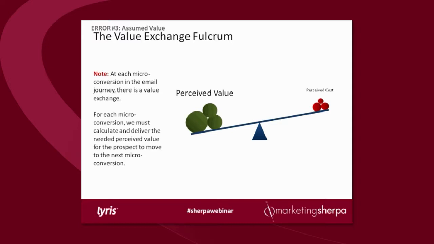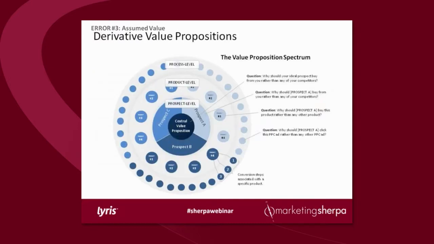And that brings up another question. Well, what if I have groups of customers that like me for different reasons? We have the value proposition spectrum that kind of answers this question. You're right. There are going to be prospect groups that like you for different reasons. That's why you pay close attention to your list. What's relevant to one list may not be relevant to another.